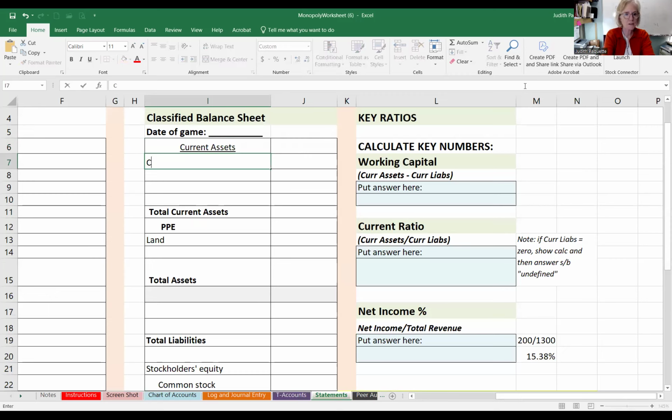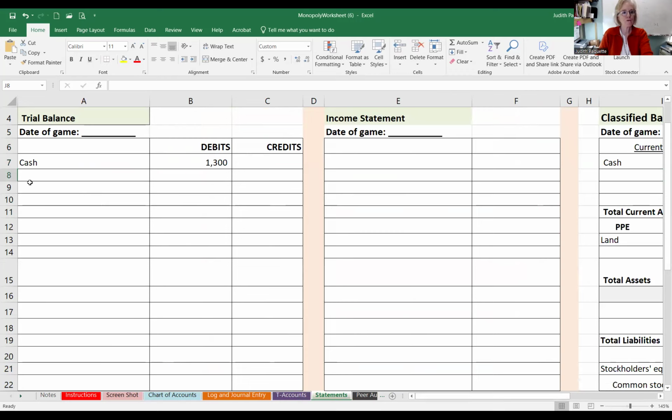So you'll have cash here, and you're just transferring that over from the trial balance. Remember, we prepare the statements from the trial balance. In chapters 1 and 2, you just got a list of the accounts and the dollar amounts. Now we actually work with the trial balance and say, here are the debit accounts, here are the credit accounts.